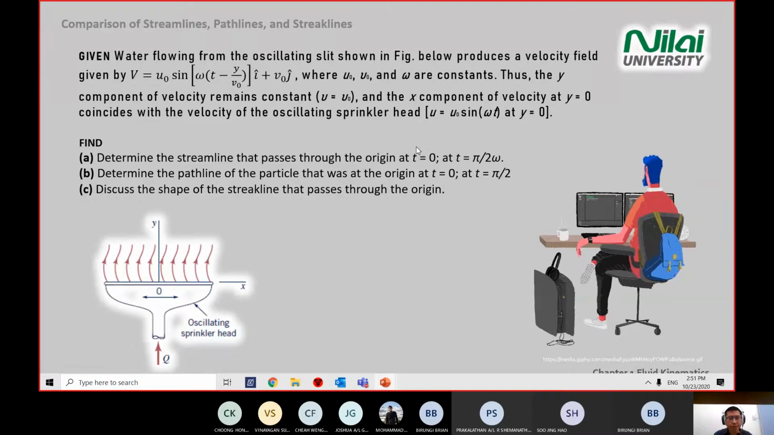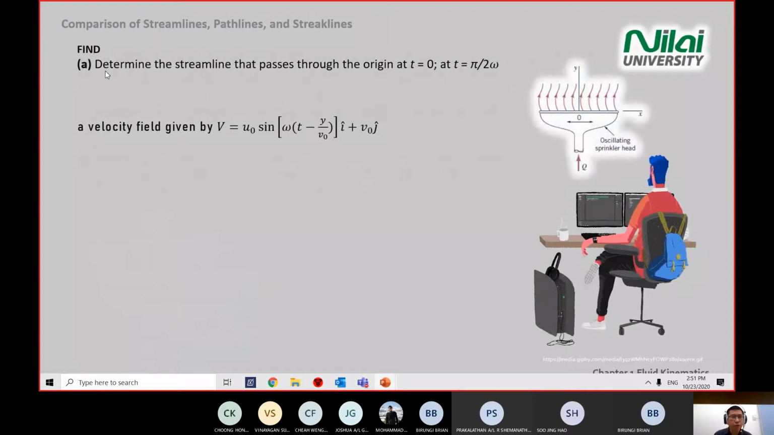Now again, for fluid mechanics, we always look at coordinates x, y, and z, plus location. Location is given by the time. Now you need to determine t equal to 0 and also another time, t equal to pi divided by 2w, and so on. So let's look at the first one. How are we going to solve? Determine the streamline passing through the origin at t1 here and t2 here. You have 2 scenario conditions.